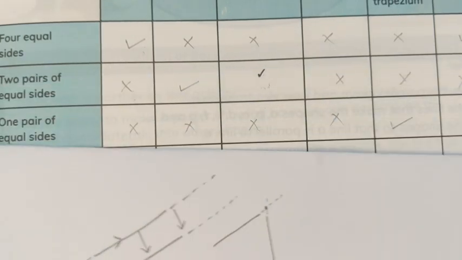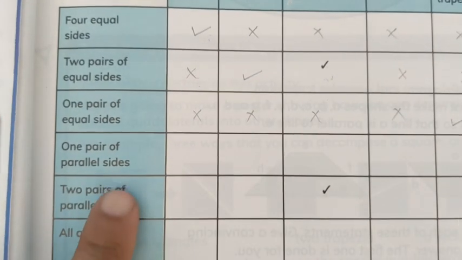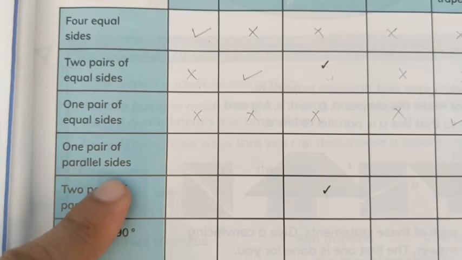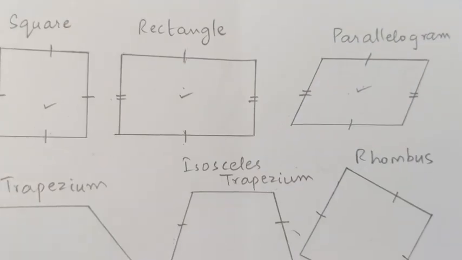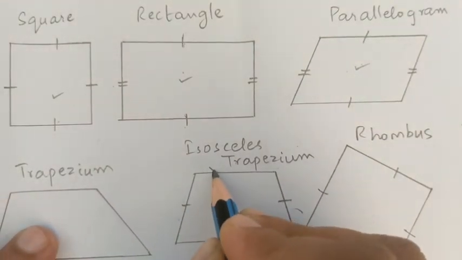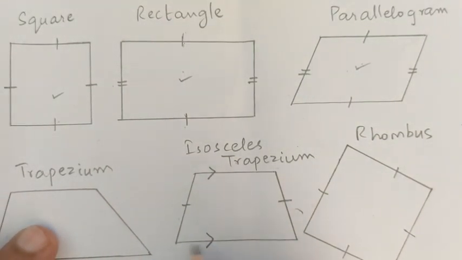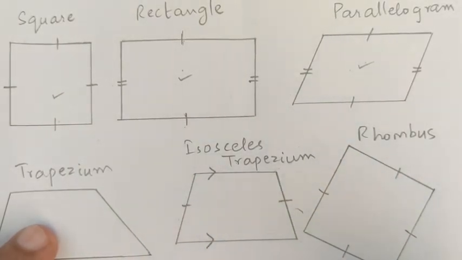Okay, so here we have to figure out in which of these quadrilaterals we have one pair of parallel sides. So it's again the isosceles trapezium. We have one pair of parallel sides. These two lines are parallel, and one pair of equal sides.